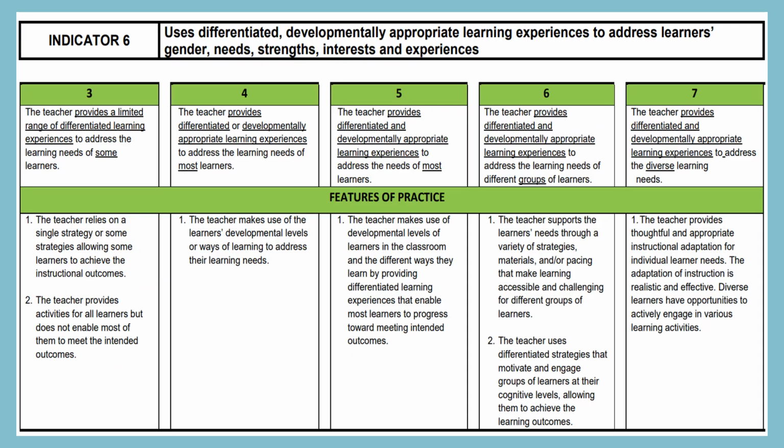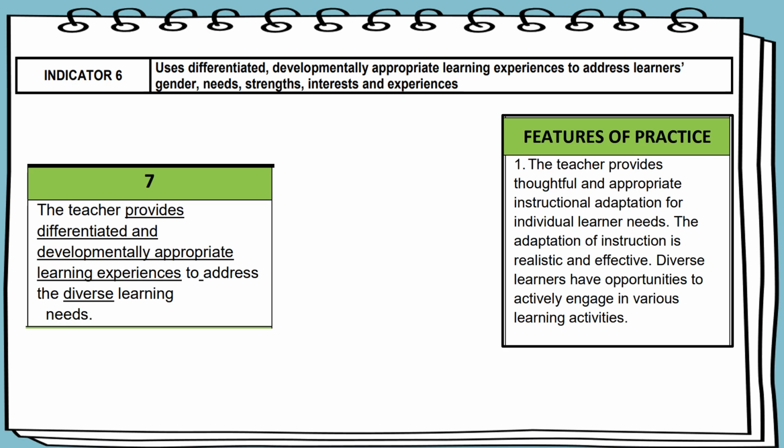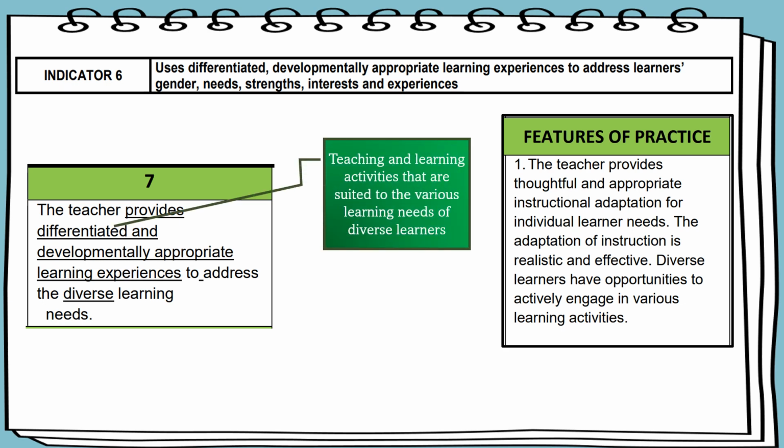Indicator 6 uses differentiated, developmentally appropriate learning experiences to address learners' gender, needs, strengths, interest, and experiences. So, ito yung rubrics ng Indicator 6. To get the rating of 7 on Indicator 6, the teacher provides differentiated and developmentally appropriate learning experiences to address the diverse learning needs. When we say differentiated learning experiences, these are the teaching and learning activities that are suited to the various learning needs of diverse learner.